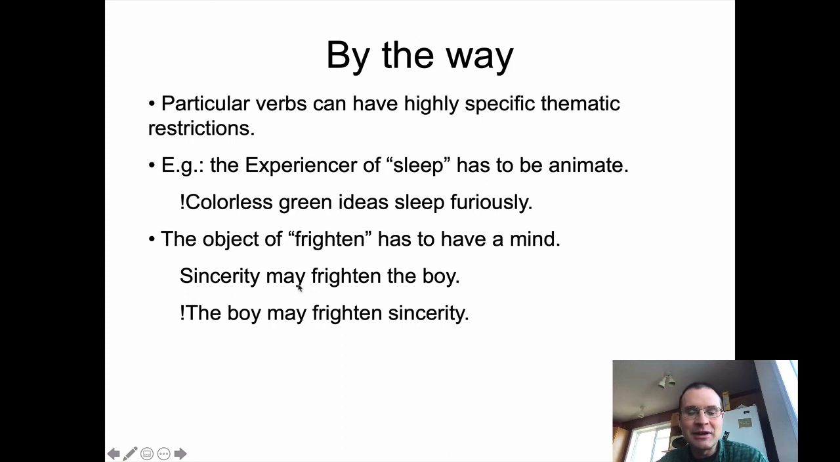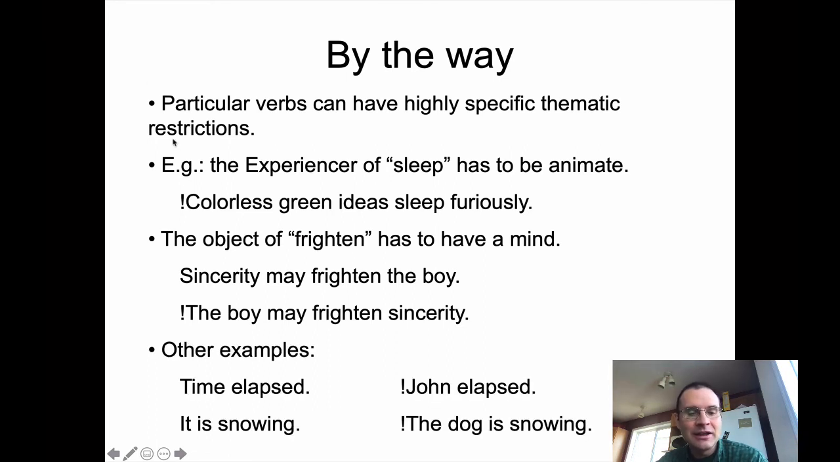So you can say sincerity may frighten the boy. And maybe it does. The boy may frighten sincerity is a bit odd, right? Because sincerity doesn't care about the boy in any way, shape, or form. So this one doesn't work semantically for that reason, even though, again, it's okay syntactically. Elapsed: the only thing that can really elapse in the English-speaking world is time. So you can't say something like John elapsed, even though maybe you can think about what that would mean.